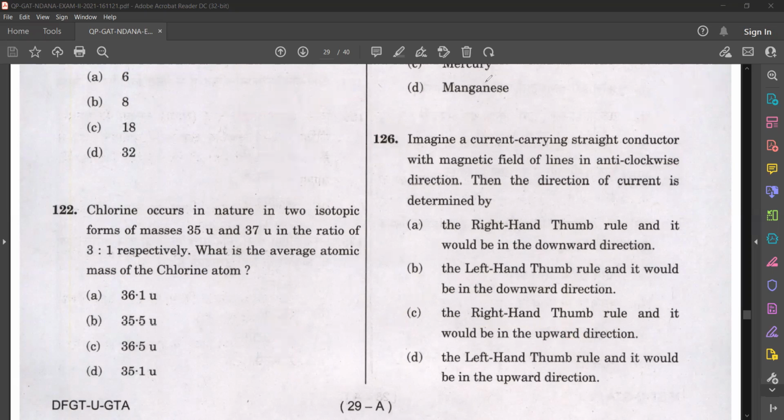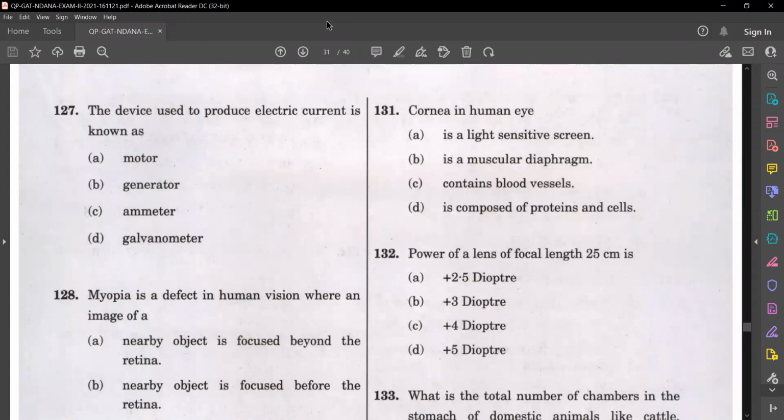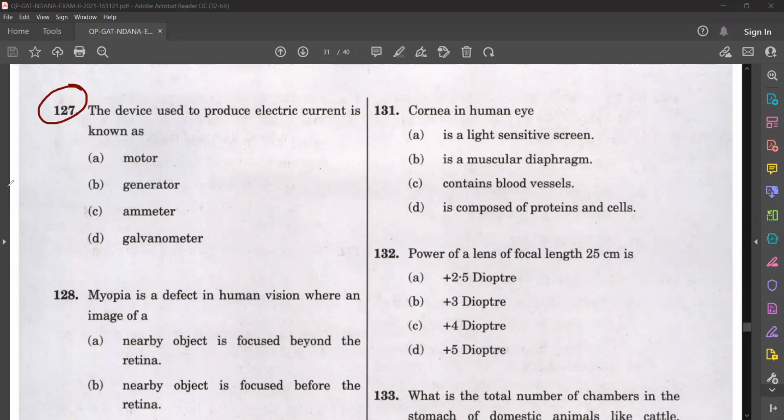So moving to the next question. A device used to produce electric current is known as, question number 127. Device used to produce electric current is. So what is the answer? Obviously, it is generator, isn't it?